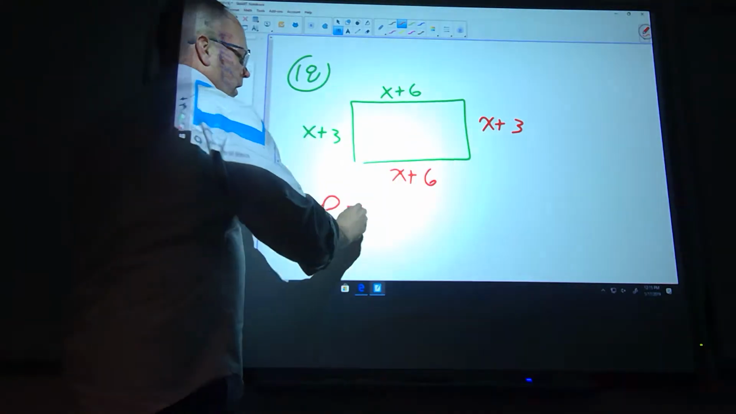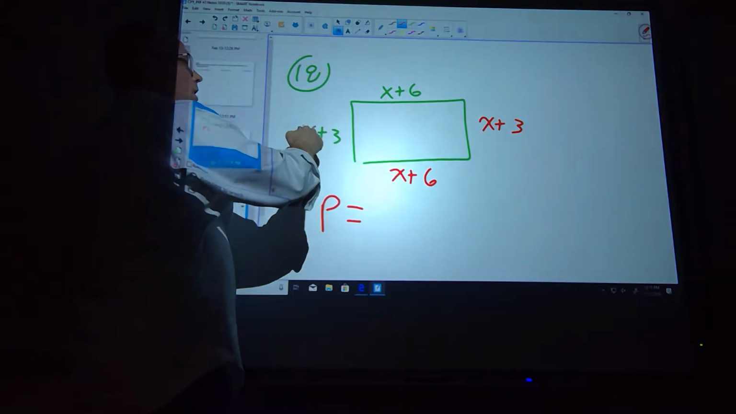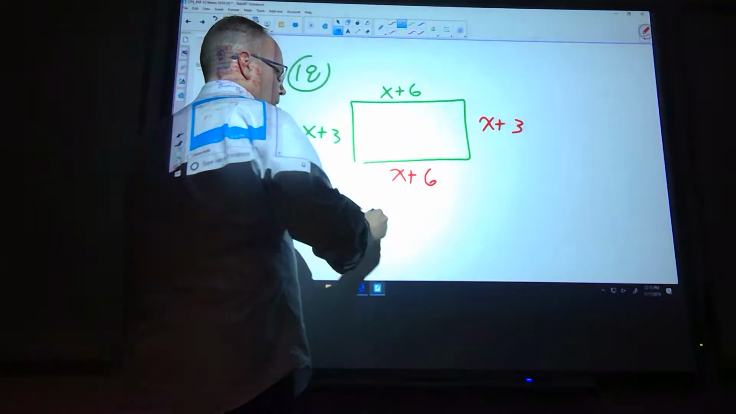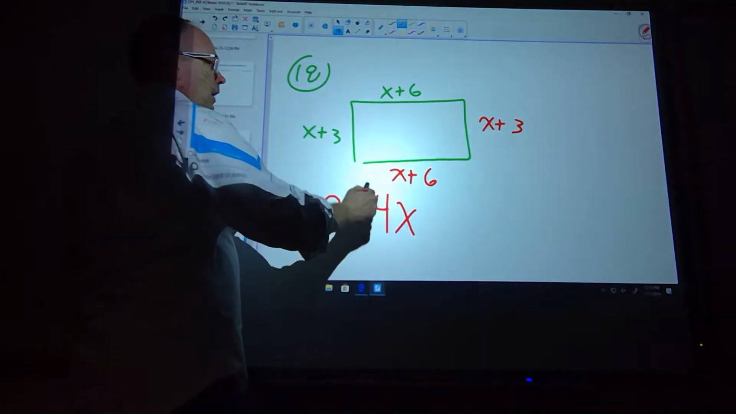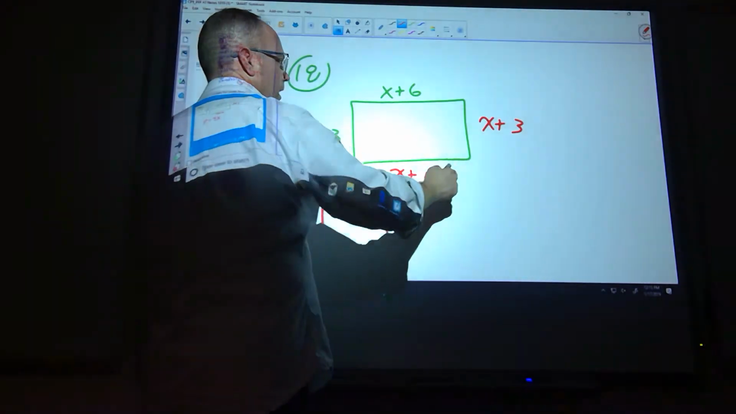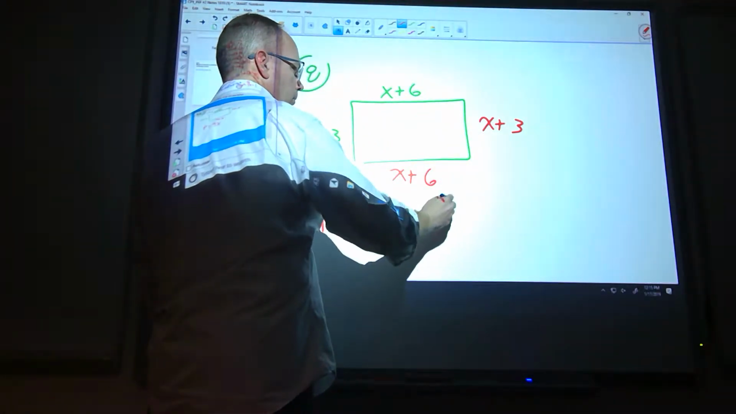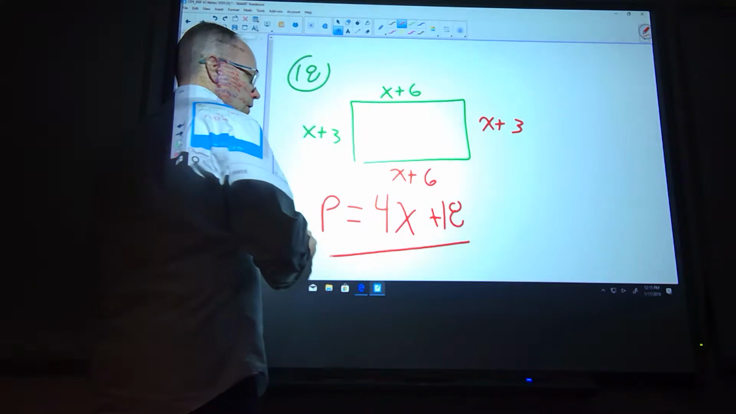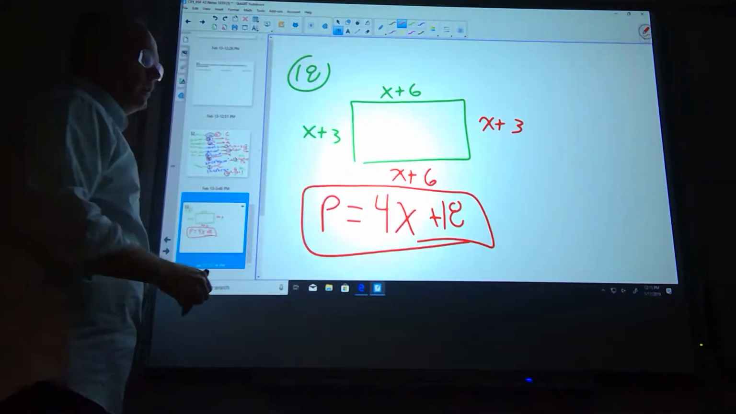So to find the perimeter, I need to add them all up. So I go x plus x plus x plus x. Well, that's 4 x's. And then that's 9, and 9, that's 18. So my perimeter is 4x plus 18.